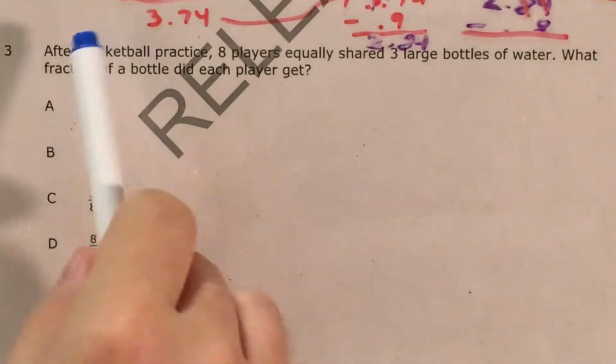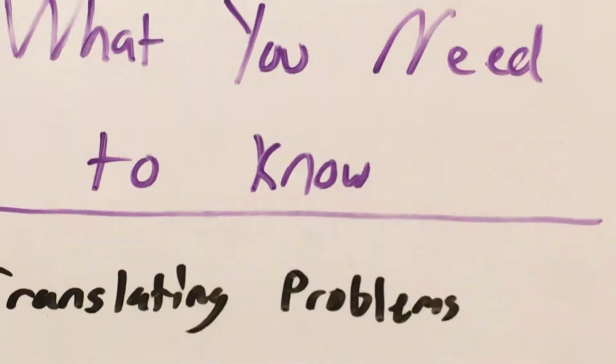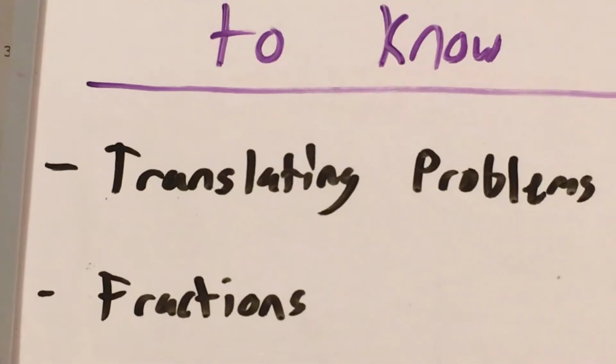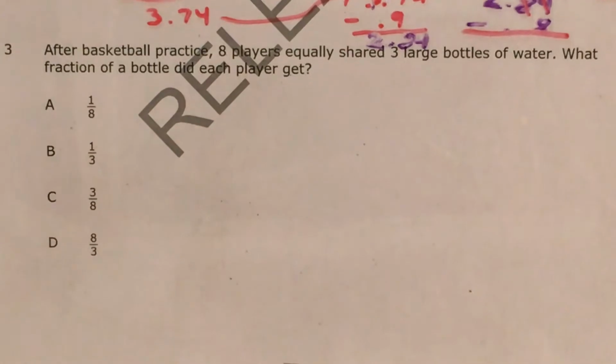This is Mr. W. Today we're going to tackle question 3 in the 5th grade math questions that North Carolina released this past school year. The question tells us that after basketball practice, 8 players equally shared 3 large bottles of water, and it asks us what fraction of a bottle did each player get. To do really well on a question like this, you'll need to know how to translate a problem, how to read a word problem carefully, and also how to work with fractions in a very specific way that we'll go over right now.